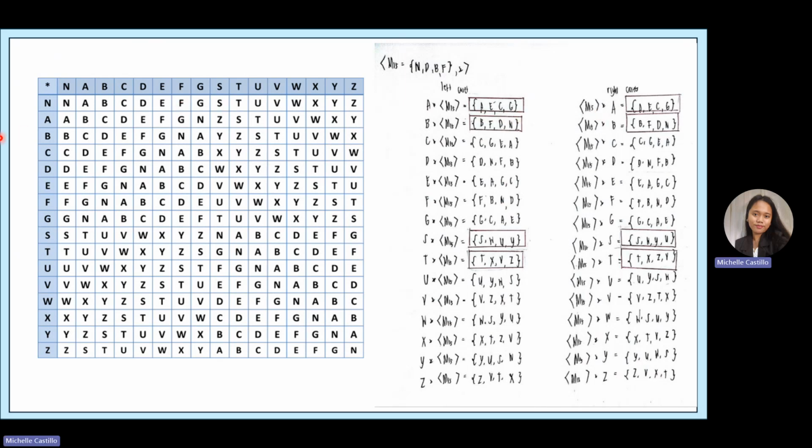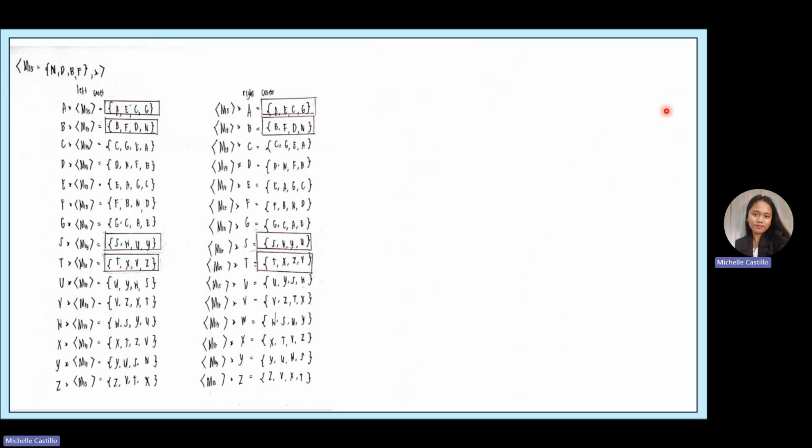While for its right coset, we have N star A is equal to A, D star A is equal to E, B star A is equal to C, then F star A is equal to G. Therefore M sub 15 star A is equal to A, E, C, and G. So when we continue this process, we will get these left and right cosets.